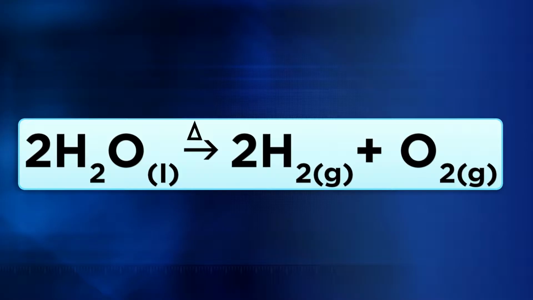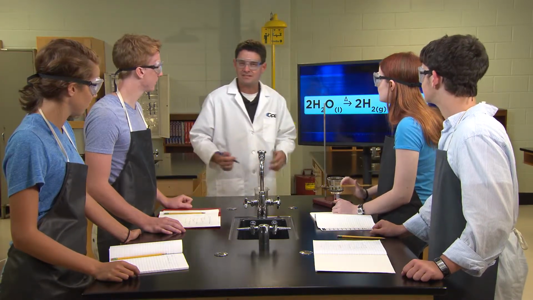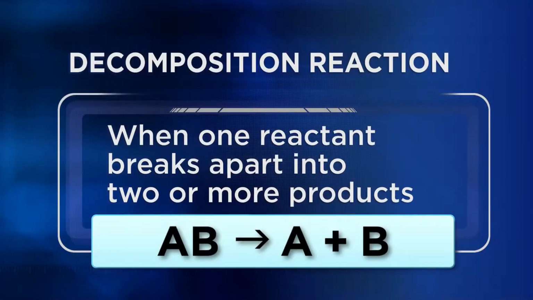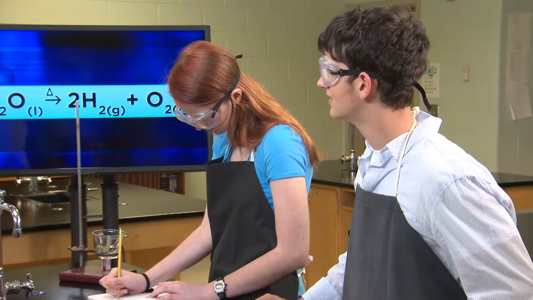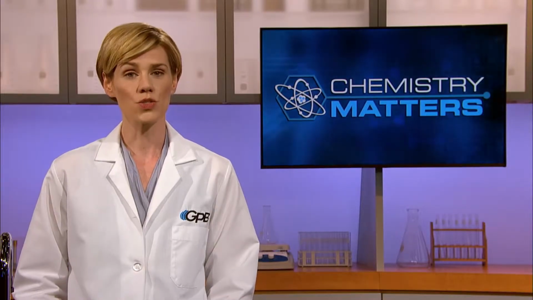Now, any idea what this type of reaction would be called? A breakdown reaction? An anti-synthesis reaction? Okay, you guys have the right idea, but actually chemists call this type of reaction a decomposition reaction because you have one reactant that's decomposing or breaking apart to form 2 or more products. Like a decomposing body? Something like that, although there are a lot more types of reactions happening when a body decomposes. Okay, so decomposing isn't the most pleasant visual, but chemists do use decomposition reactions all the time.